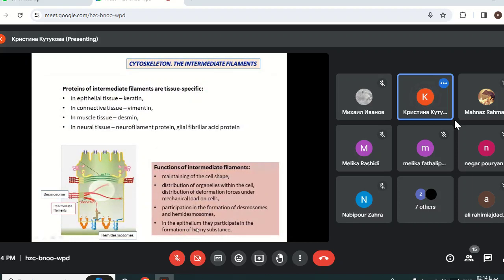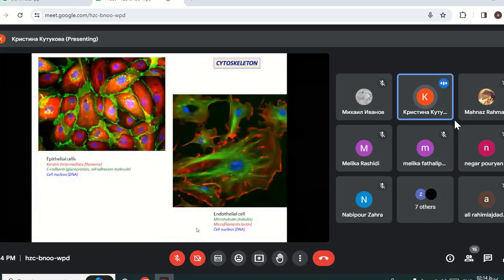Formation of the stratum corneum of the keratin. This is how the intermediate filaments look if we use the luminescent microscopy, not our general light one.